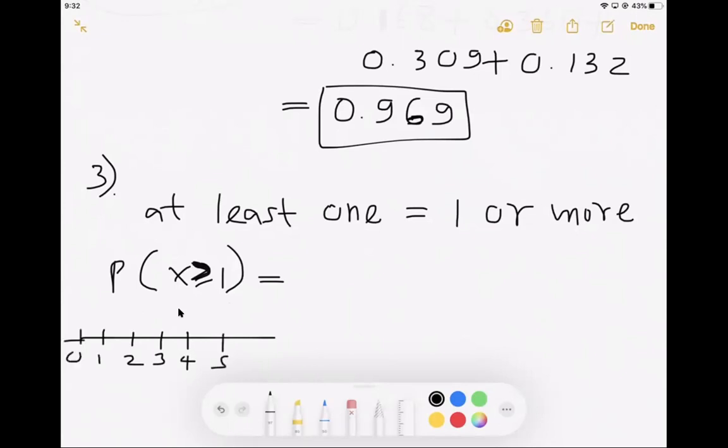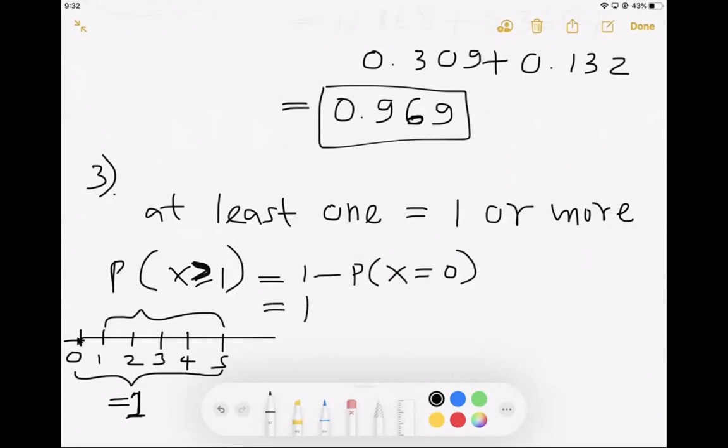Here it says these 5 values. You have to add x is equal to 1, 2, 3, 4, 5. But I told you this total is 1. Remember? Then you can do this: 1 minus only this probability value. What is that? 1 minus probability of x is equals to 0. Then if you subtract this value from 1, you will get the rest. So that will be our answer.